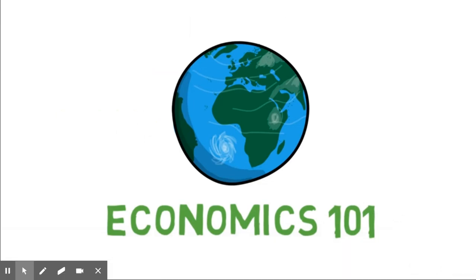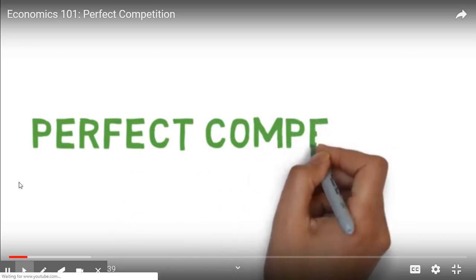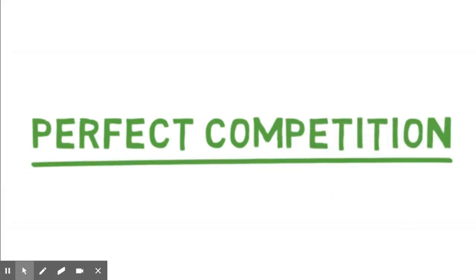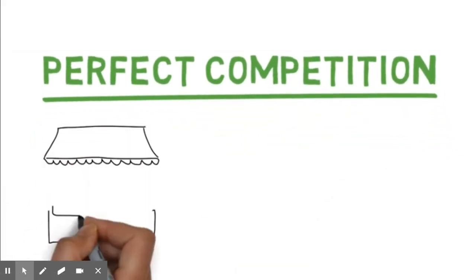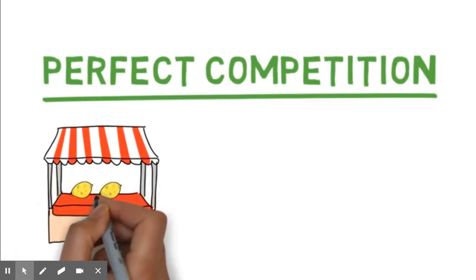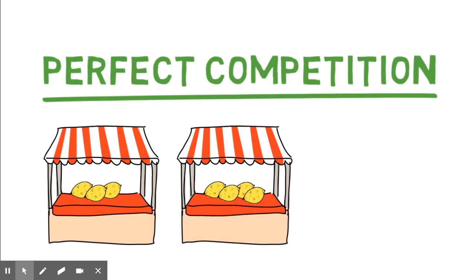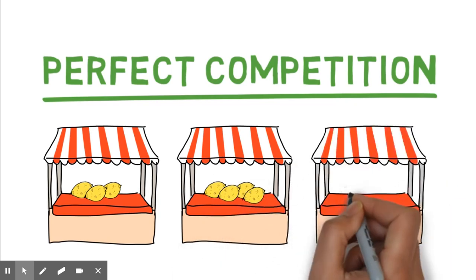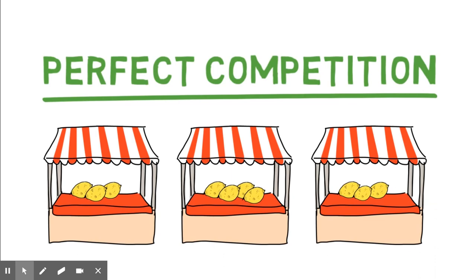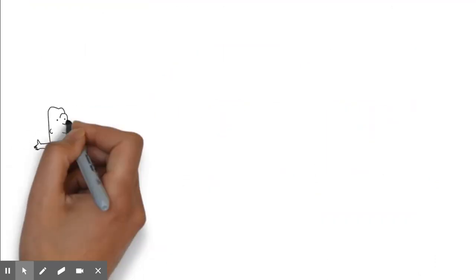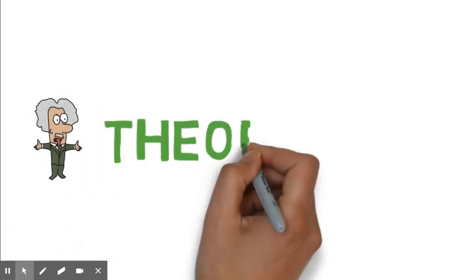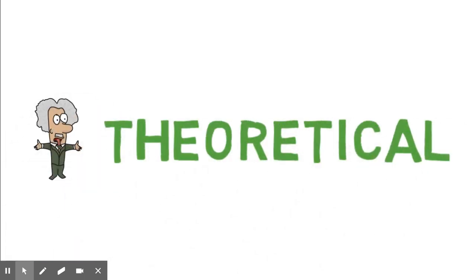Welcome to Economics 101. Today we will talk about one of the four basic economic market models, the perfect competition. Perfect competition is a market structure in which competition is at its greatest possible level. This is when many firms offer a homogeneous product. A homogeneous product is one that cannot be distinguished from competing products from different suppliers. Perfect competition is considered theoretical because nothing in the market can be completely perfect or homogeneous.